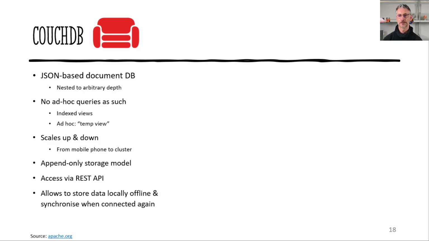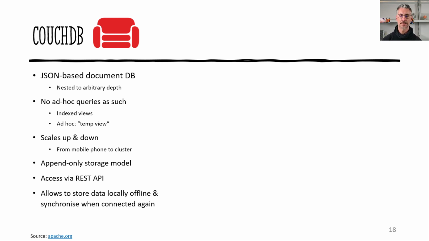CouchDB is another NoSQL database. It's also based on JSON-based documents that can be nested as we are required. There are no ad hoc queries, but we have indexed views, and the advantage of this one is that it scales up and down as required.